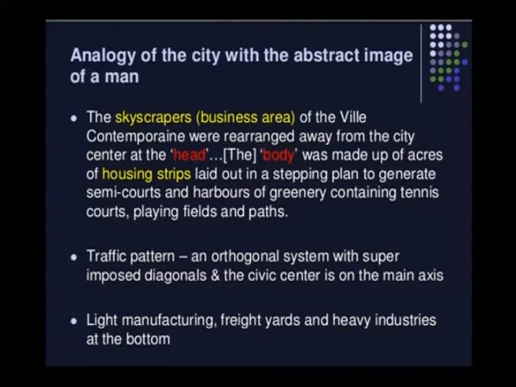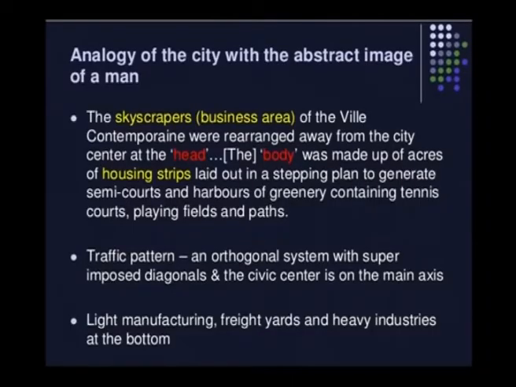The body was made up of acres of housing strips laid out in a stepping plan to generate semi-courts and harbors of greenery containing tennis courts, playing fields and paths. The traffic pattern was basically an orthogonal system with superimposed diagonals, and the civic center is on the main axis. Light manufacturing, freight yards and heavy industries at the bottom.